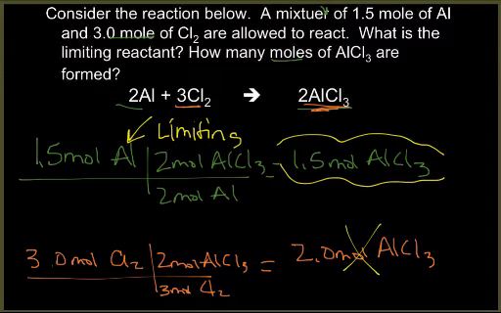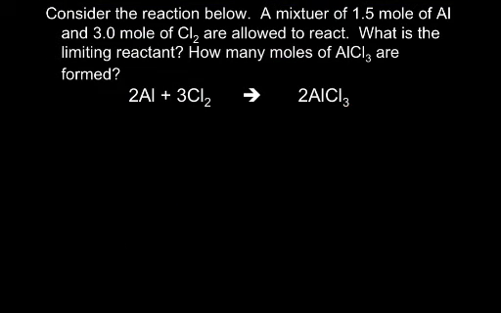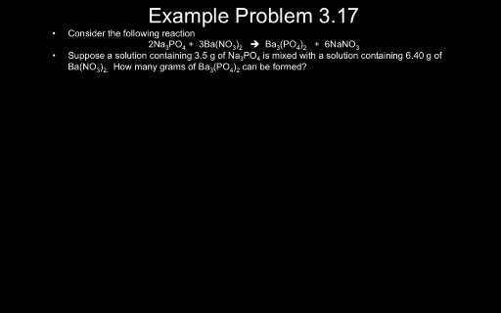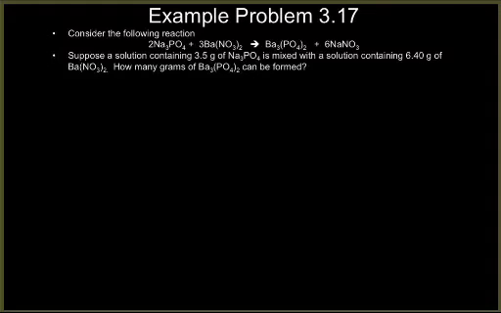Okay, if you need to see one more example, I've got one more here. This one's going to be a little more complicated because it goes all the way from grams to grams. It says we have sodium phosphate reacting with barium nitrate to make barium phosphate and sodium nitrate. We have 3.5 grams of sodium phosphate, and we're mixing it with 6.4 grams of barium nitrate. We want to know how much barium phosphate can be formed.